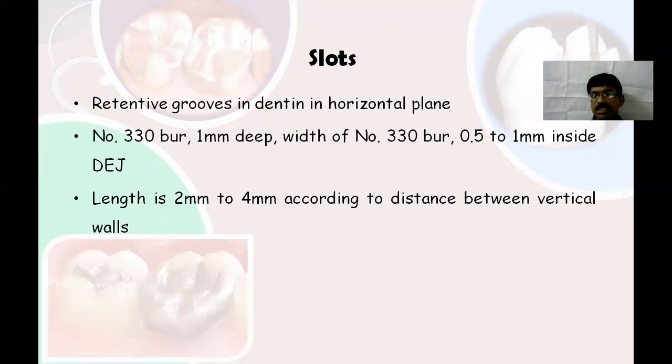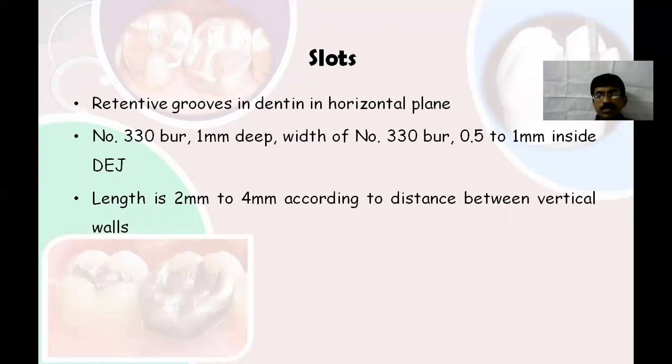So first we'll see what are slots. Slots are retentive grooves which are given in the dentin in a horizontal plane. And the particular bur we use for giving the slot is the number 330 bur.